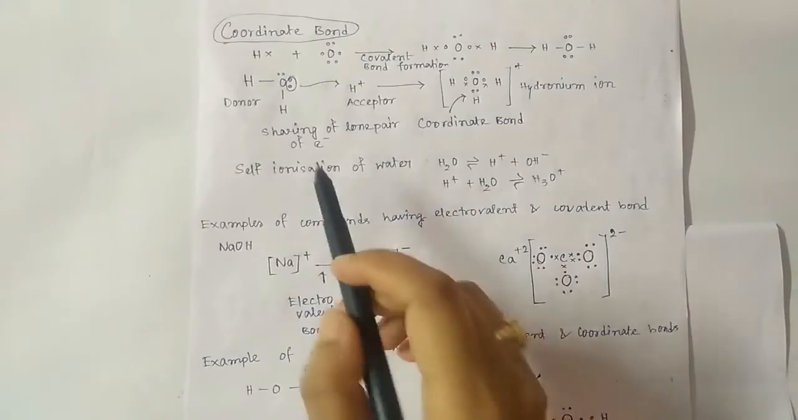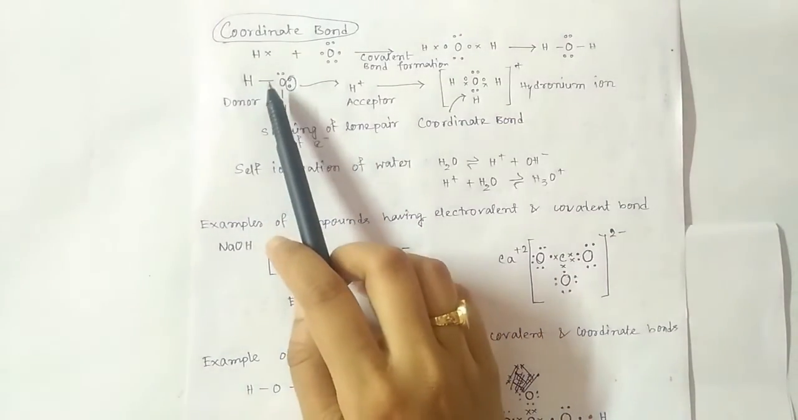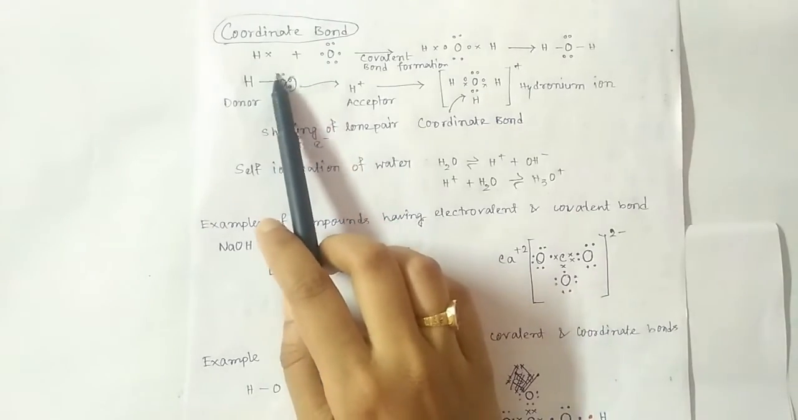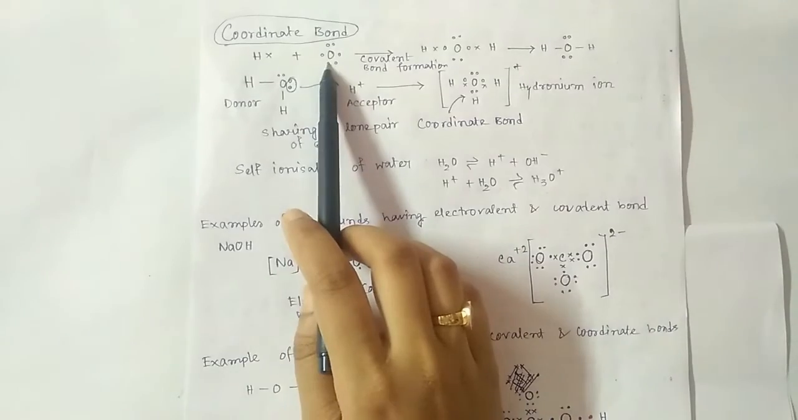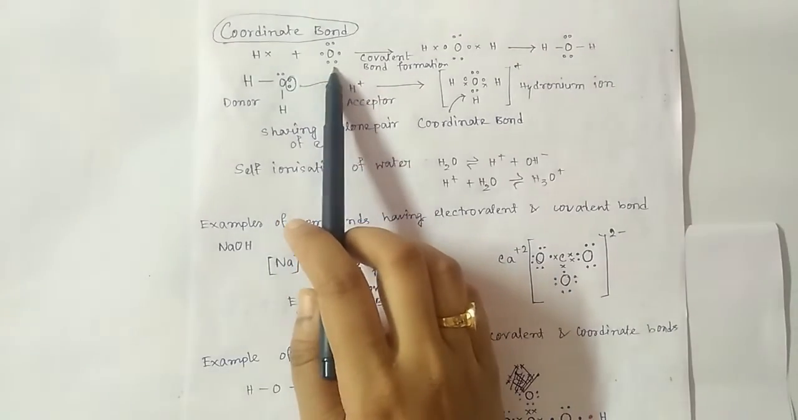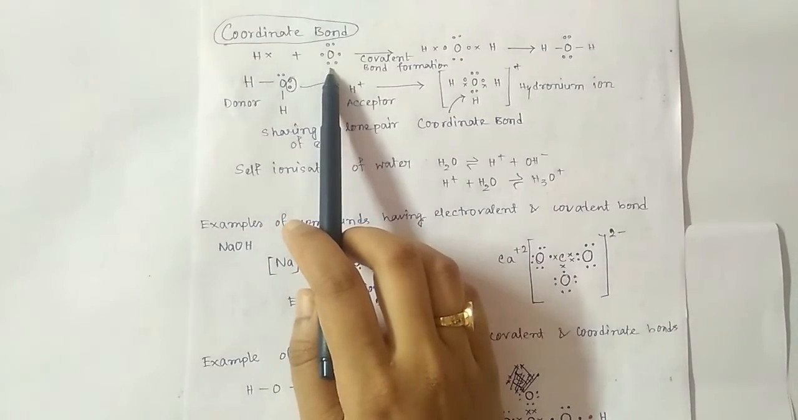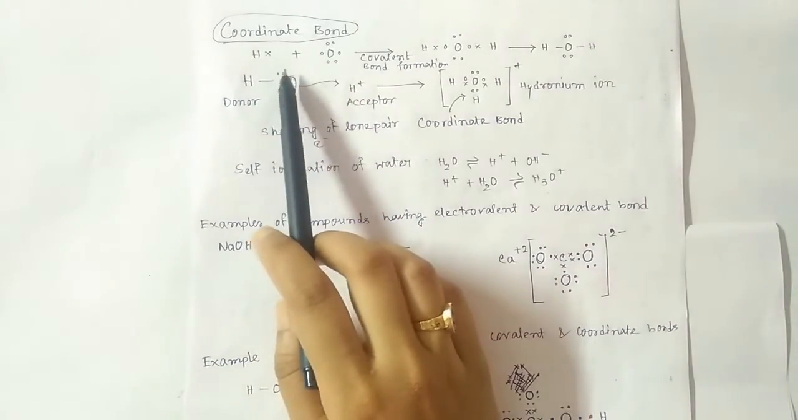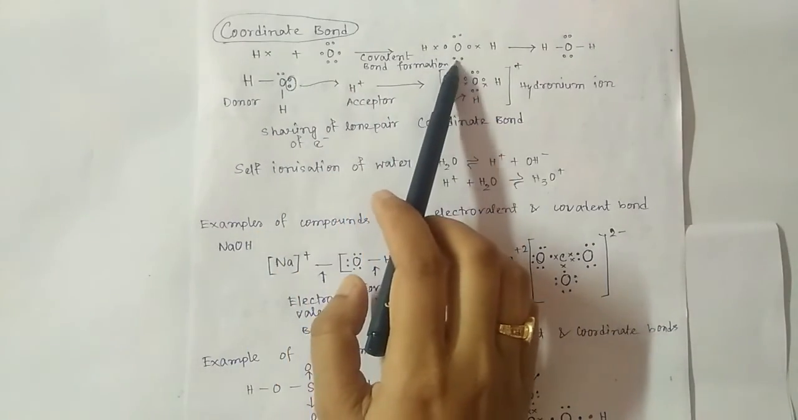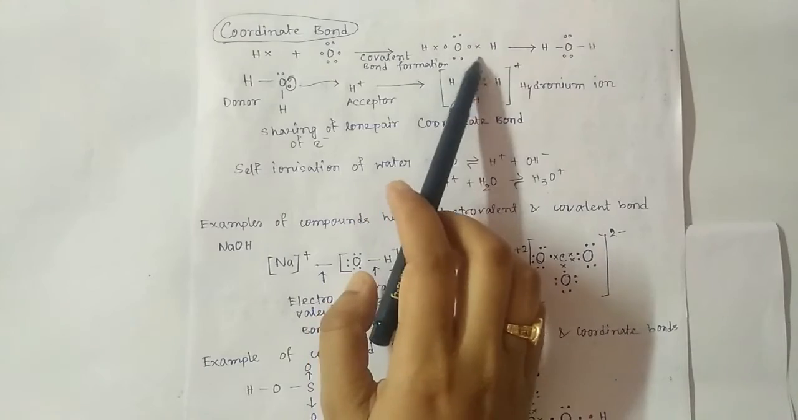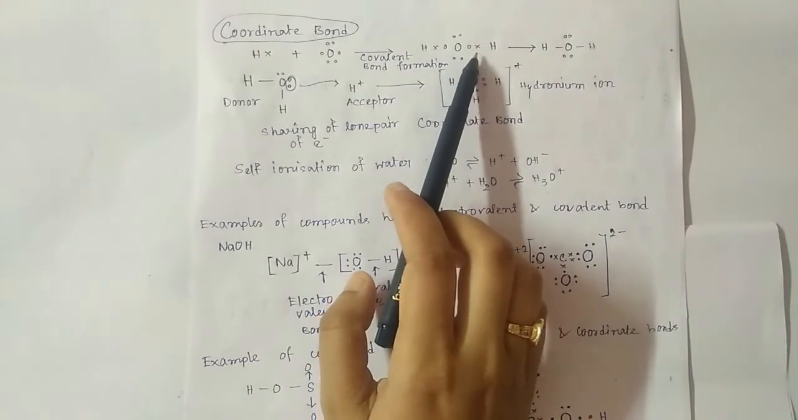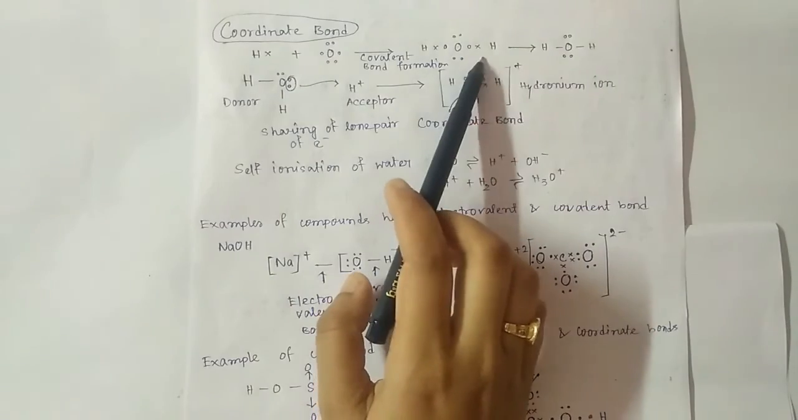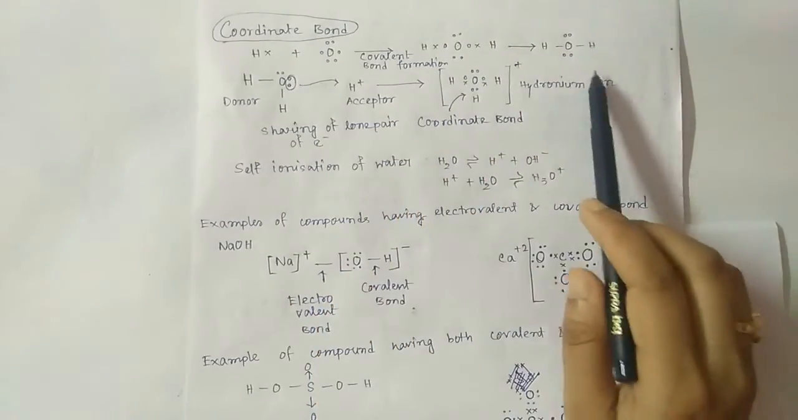Now move on to the coordinate bond. In coordinate bond, let's have an example of hydrogen and oxygen. Hydrogen has 1 electron in its outermost shell, while oxygen has 6 electrons in its outermost shell, and thus it produces a covalent bond between oxygen and 2 hydrogen atoms, where oxygen shares its electrons with 2 hydrogen atoms and thus produces a covalent bond.